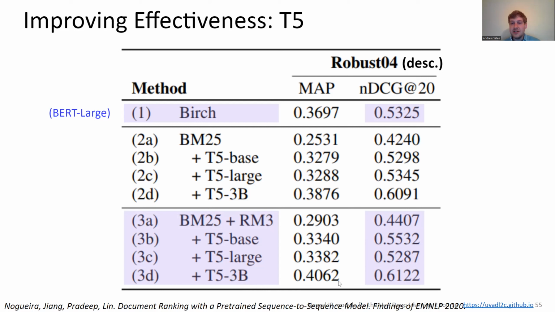But we see when using the larger T5 model, so about an order of magnitude larger than this BERT large model, NDCG increases quite a bit to 0.61. And this 0.61 is actually, as far as I know, one of the state-of-the-art results on this data set. There's one other method that can achieve around 0.61, but this method is not zero-shot, whereas T5 is zero-shot in the sense that it's not fine-tuned at all on Robust04.